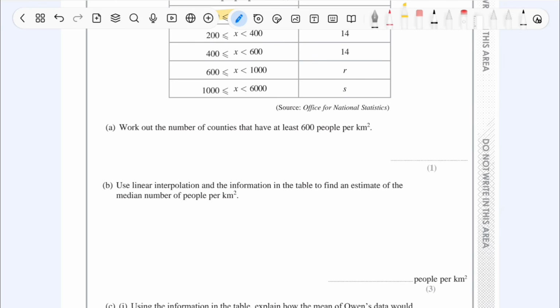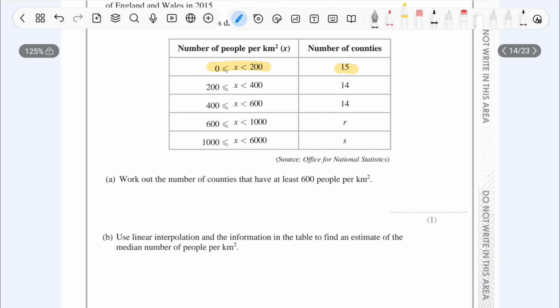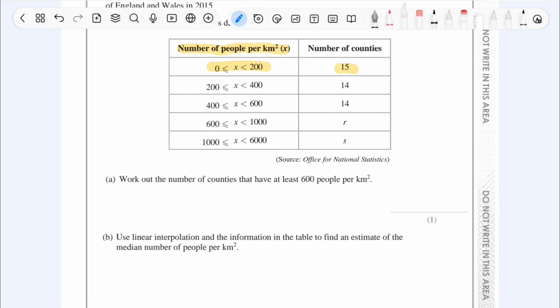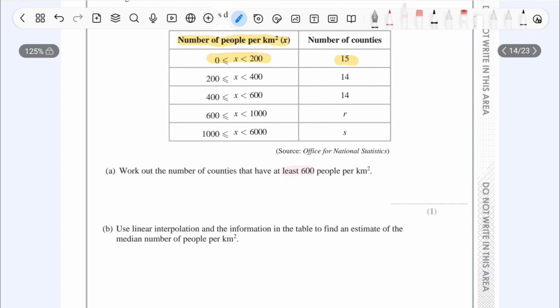The number of counties that have at least 600 people per kilometre squared. Now we just need to use the number of people's column, which is this one here, and we need to find where it's greater than or equal to 600 because of the at least 600. At least 600 means 600 inclusive. If it says more than 600, you typically assume this to be 601, 602, for example. That's just something useful for all exams.